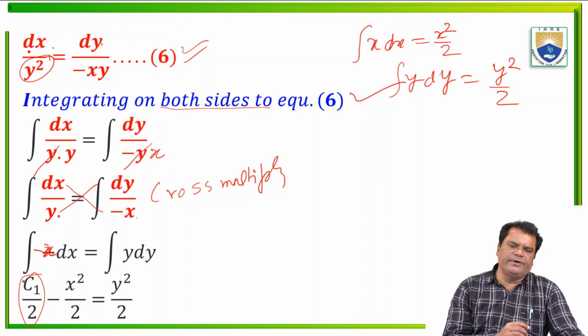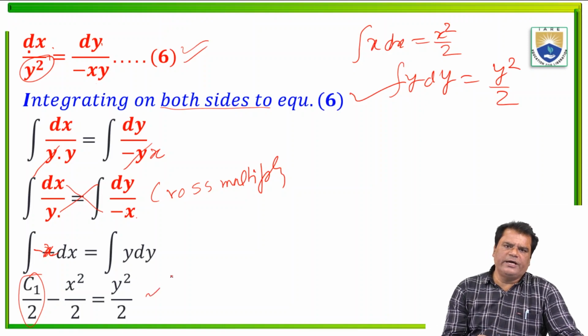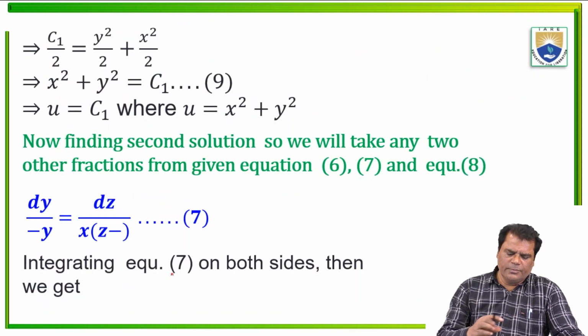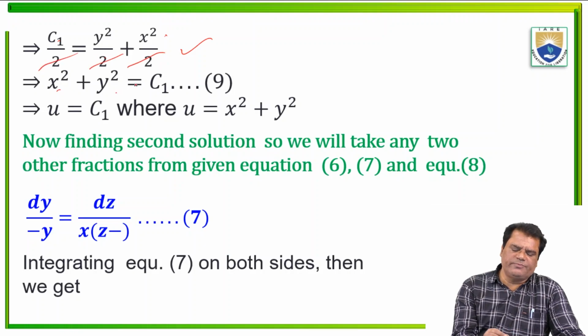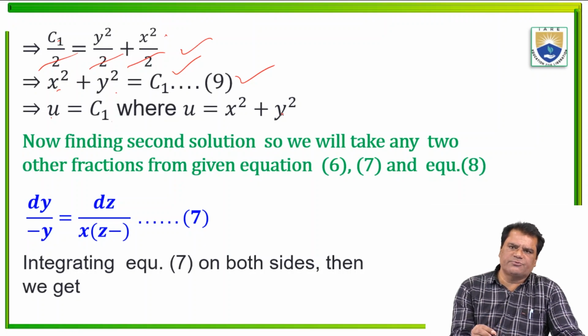This is an arbitrary constant. Minus x square by 2 equal to y square by 2. So c1 upon 2 equal to y square by 2 plus x square by 2. Now 2 is cancelled. Then x square plus y square equal to c1. This is equation 9. So we get u equal to c1, u equal to x square plus y square. X square plus y square equal to u equal to c1. This is the first solution.